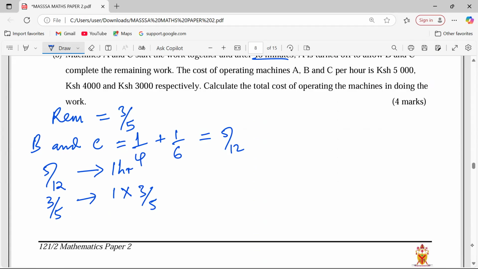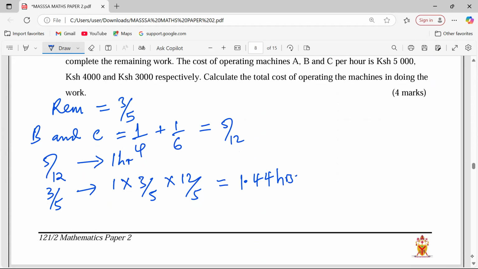1 times 3/5 divided by 5/12, so times 12/5. So they will work together for 3 out of 5, this one multiplies 12/5 again. And this will be 1.44 or 1 and 11/25. So 1.44 hours. This is the long they will take working together.